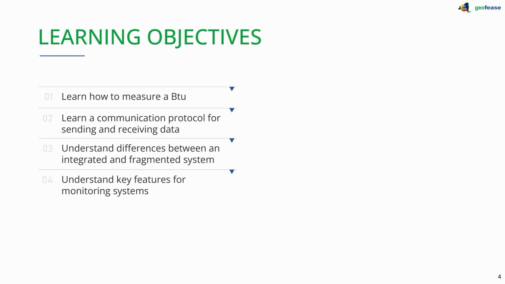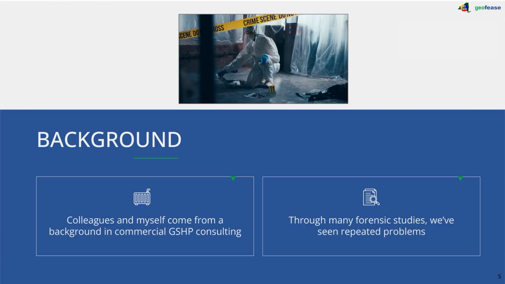So a little bit of background. My colleagues and myself come from the consulting world in the ground source heat pump industry, and we're involved in a lot of forensic studies, not the CSI type of forensics, but if a system goes haywire for whatever reason, we try and figure it out and then mitigate that in the future. And through this, we've seen repeated problems through these projects.